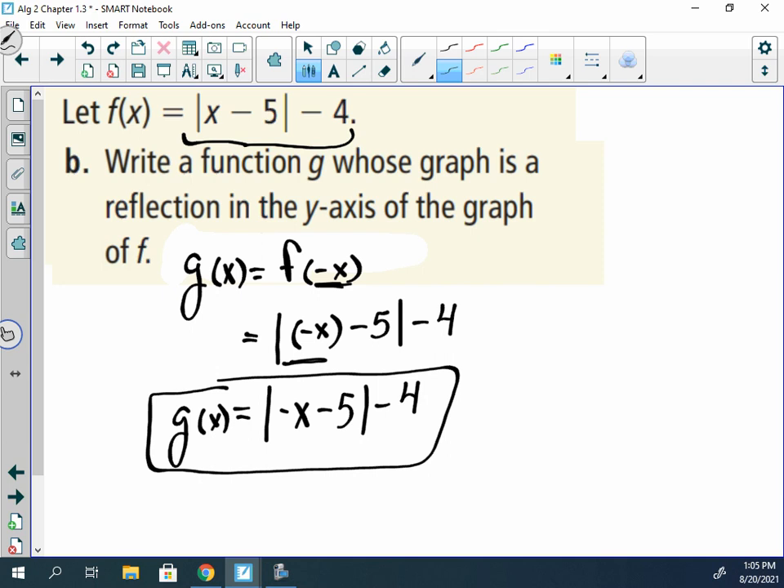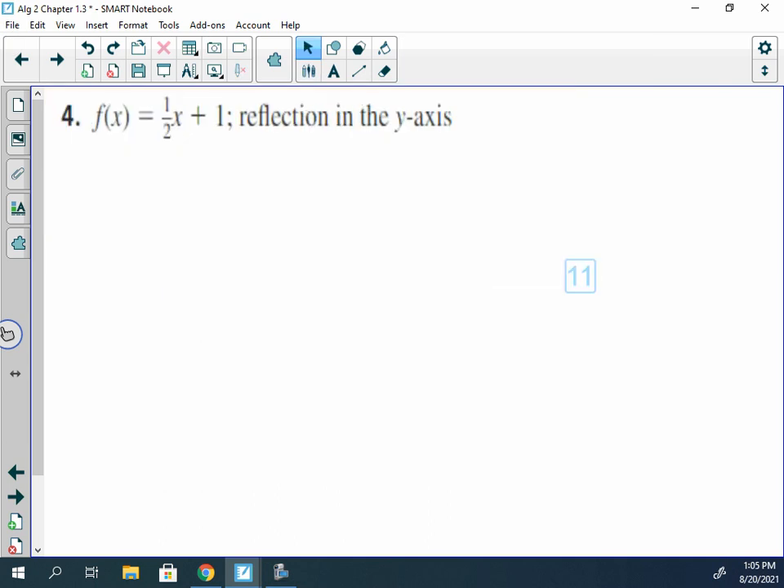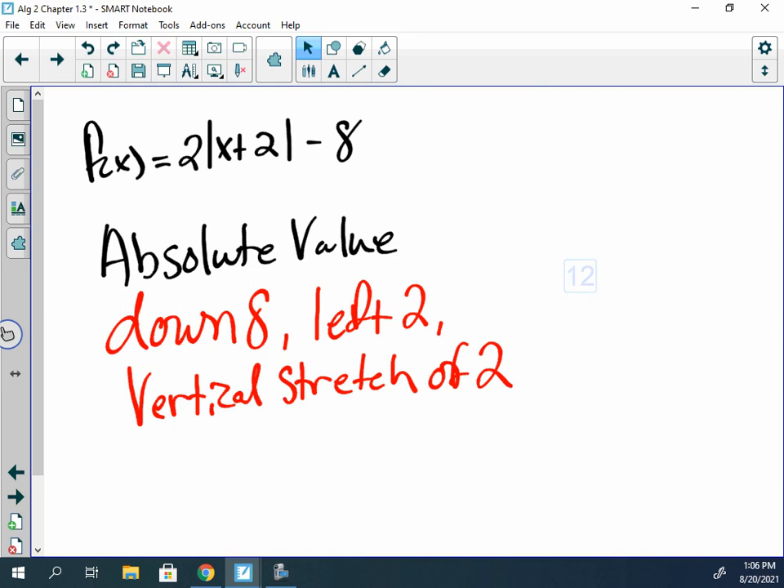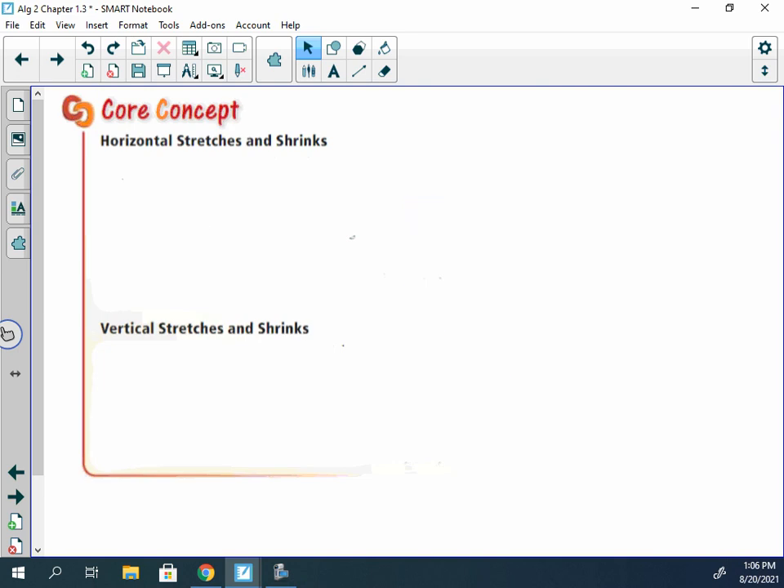Any questions on this here? Are we good with this here? Awesome. So if we feel comfortable with the reflections in the x and y axis, we'll go on and move to the horizontal stretch and shrink and vertical stretch and shrink.